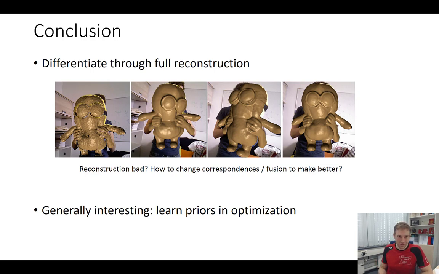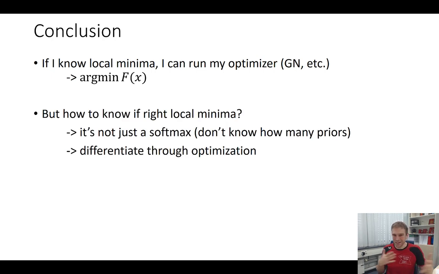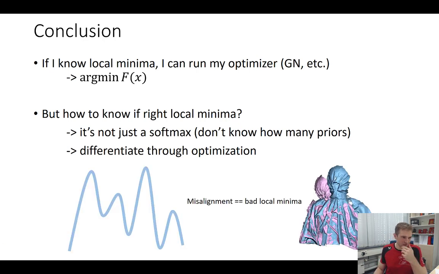So think about, you have an optimization problem, right? If I know my local minima, I can run an optimizer. So all I have to know is, how do we find the right local minima? So it's not like a softmax, because I don't know how many local minima I have. But if I can differentiate maybe through my optimization, this could possibly be quite cool. So here, for instance, if you have an energy landscape, here I know that this is a bad alignment. So I know that a lot of these local minima are bad. If I get this discriminator, for instance, that tells me it's bad, I could probably get good proposals that tell me how to do the alignment a little bit better.